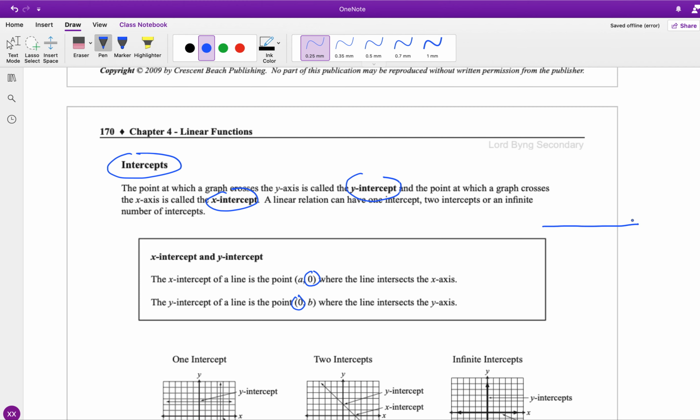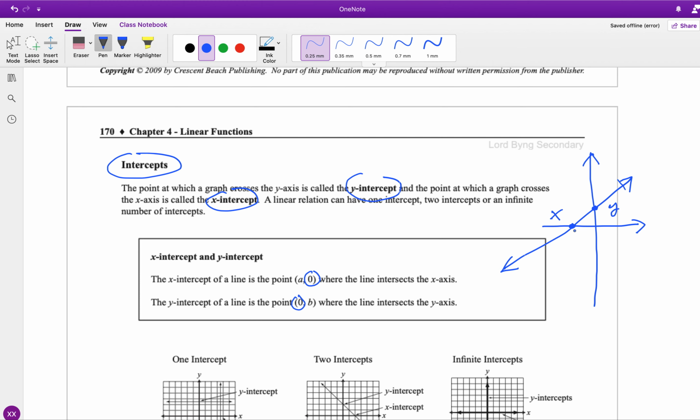Now think about it. On your graph, if you have a line with a certain slope, you just have this line here, right? This line would absolutely intercept with the y-axis and intercept with the x-axis. So this is called the y-intercept. This is called the x-intercept.